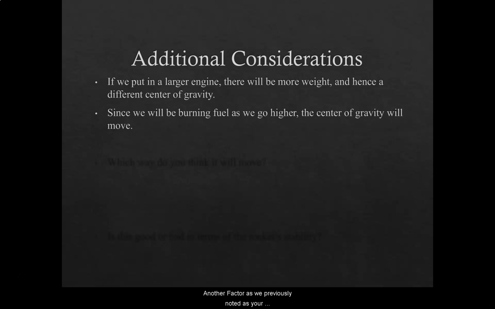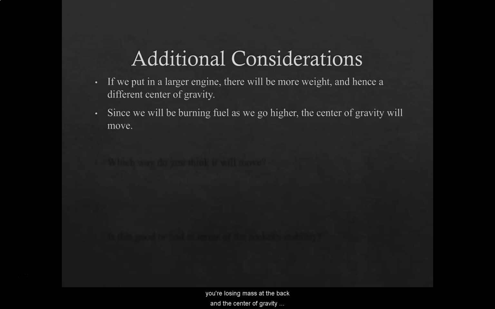Another factor, as we previously noted, is that as your rocket is firing, it will be consuming and burning up fuel and expelling the propellant out the back end, and that will also cause the center of gravity to move. The location where the propellant is located, usually in fuel tanks or, for our model rockets, within the casing of the rocket engine itself, is typically at the back end of our rockets.